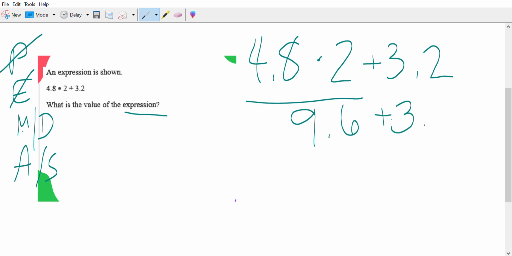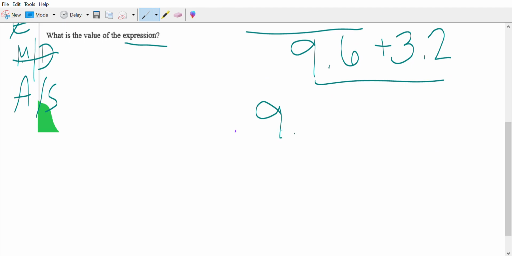Plus 3.2. No more multiplication and division. Now we just have addition and subtraction. We're just adding those two values, 9.6 and 3.2. You want to make sure you have your decimals in place.